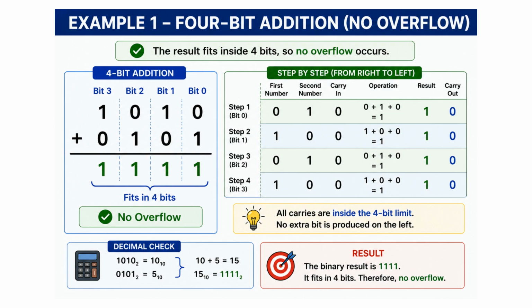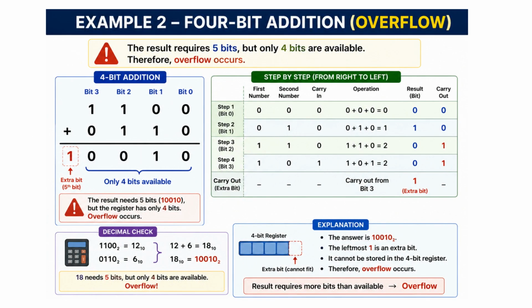Notice, the answer still fits inside 4 bits. No extra bit is produced on the left. All the carries stay within the 4-bit register, so the result fits completely inside the available space. Therefore, no overflow occurs. Now, let's look at an example where overflow occurs.